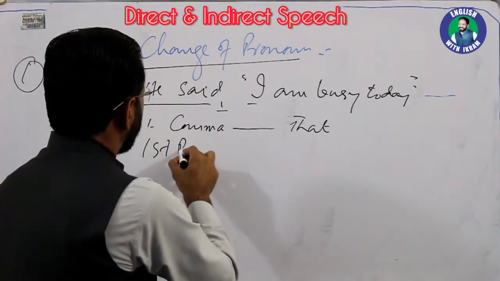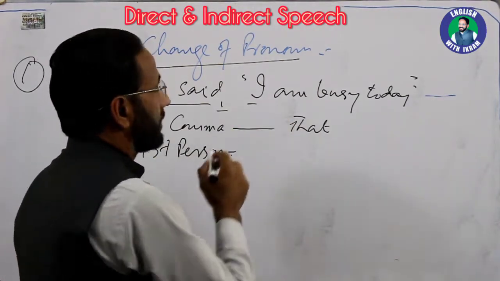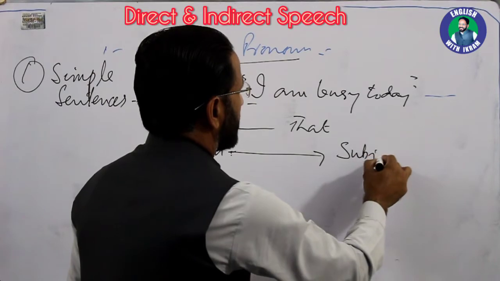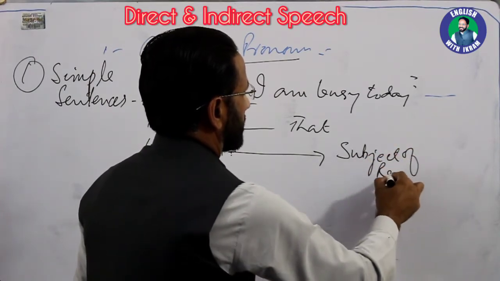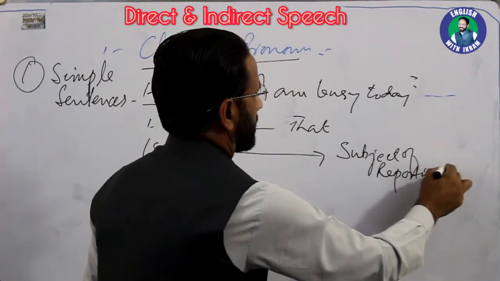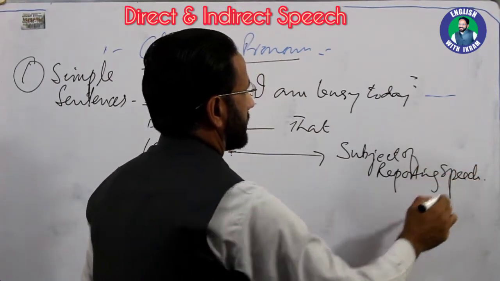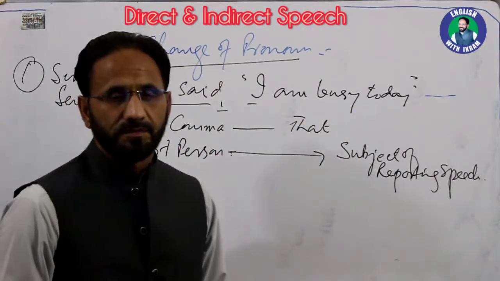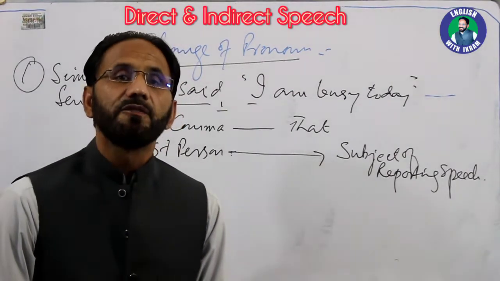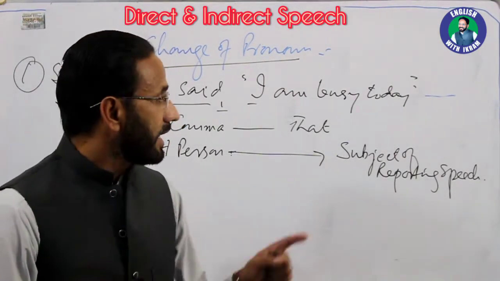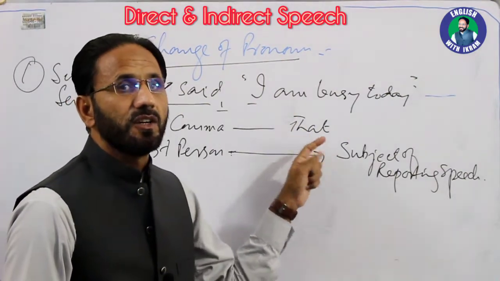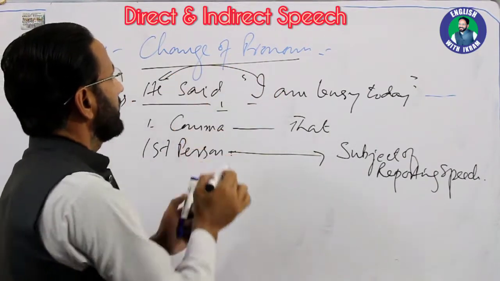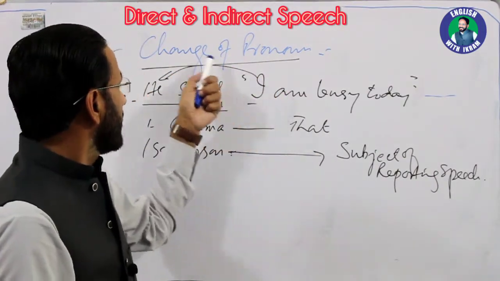If there is first person pronoun in the reported speech, it is changed according to the subject of the reporting speech. He said, I am busy today. So first person pronouns are I and we. If there is first person pronoun in the reported speech, it will be changed according to the subject of the reporting speech. And ye ban jata hai. He said that he.